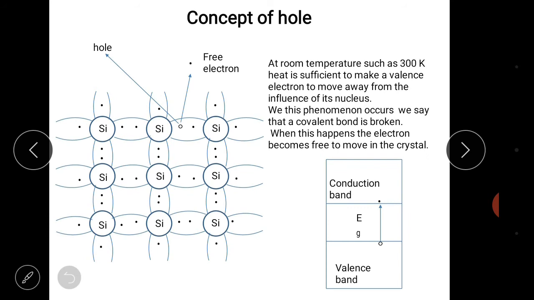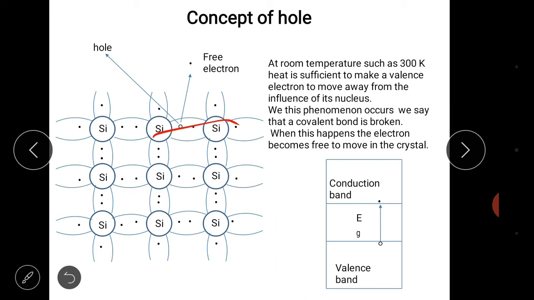At room temperature such as 300 K, heat is sufficient to make a valence electron move away from the influence of its nucleus, as shown in the diagram. Here we see the covalent bond between two silicon atoms has been broken and the electron has become free. When this phenomenon occurs, we say that a covalent bond is broken.